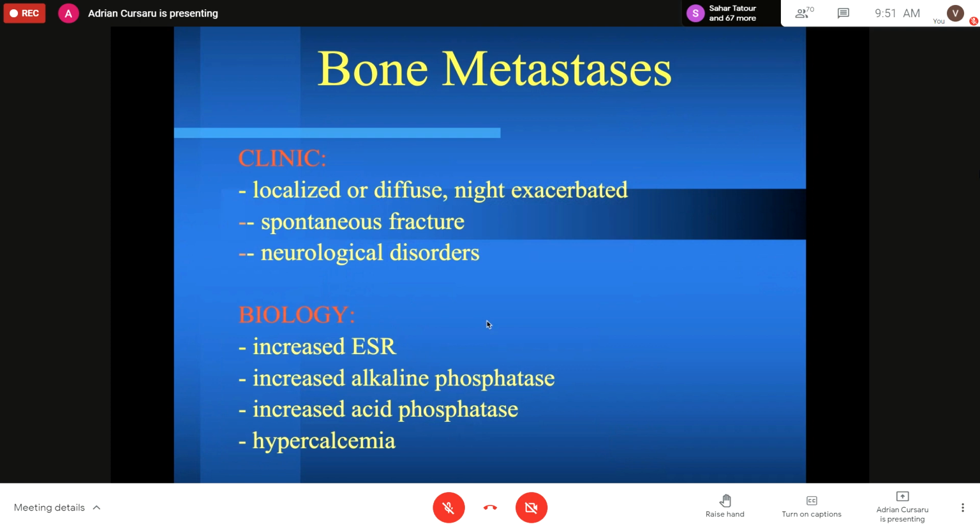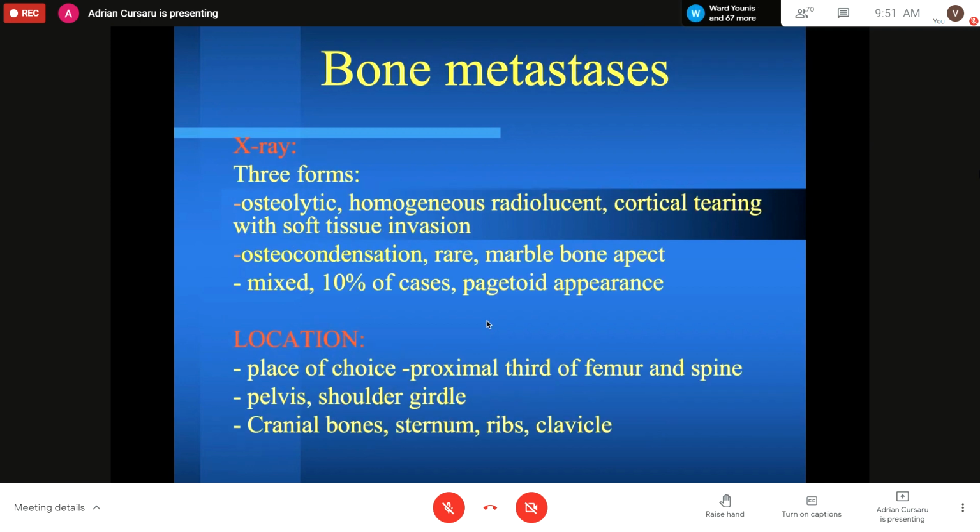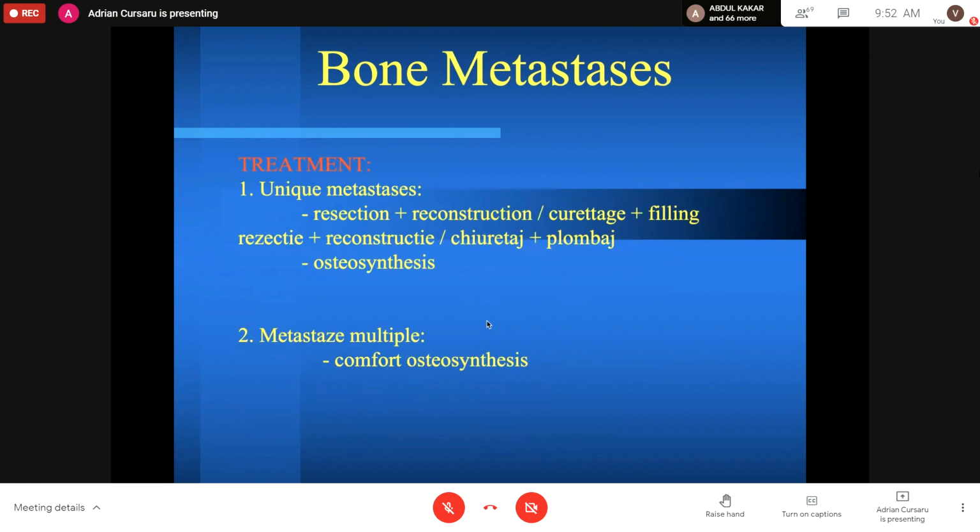The clinic picture depends, localized or diffuse, not exacerbated, and the first sign for diagnosis in most cases is the spontaneous fracture, so it has that clinical presentation with a spontaneous fracture. The biology is not specific in that type of tumors. We have three forms of metastasis on X-ray: osteolytic, osteocondensation, and in some cases you can see a mixed appearance on our X-rays. What is the treatment?